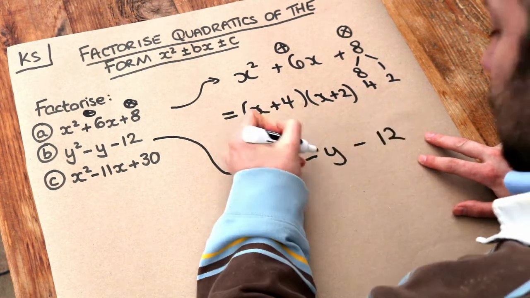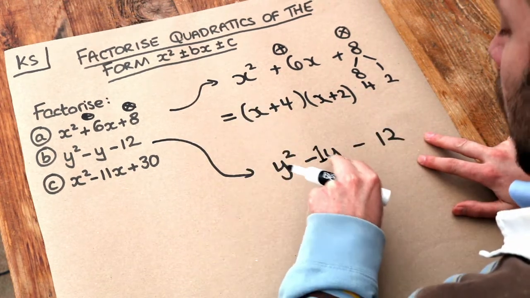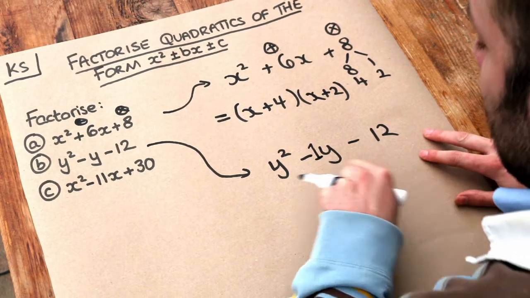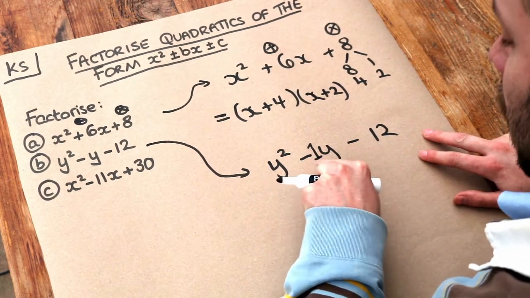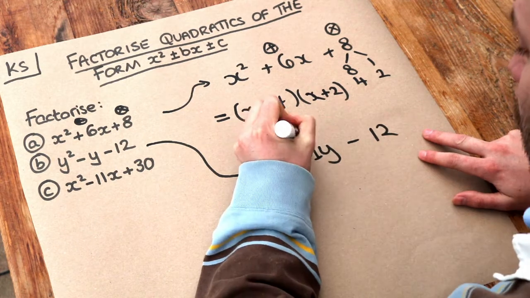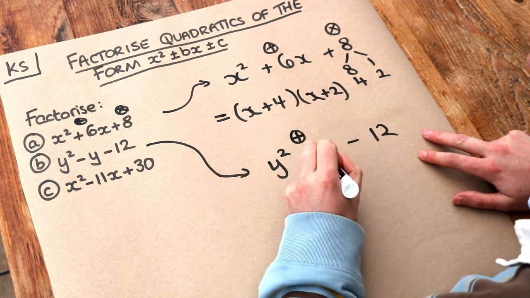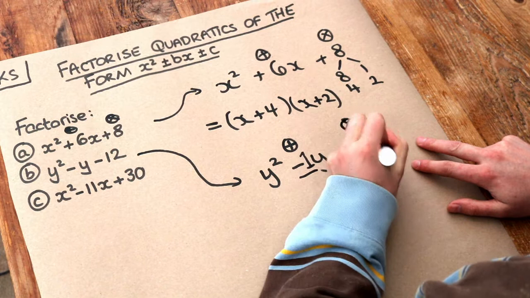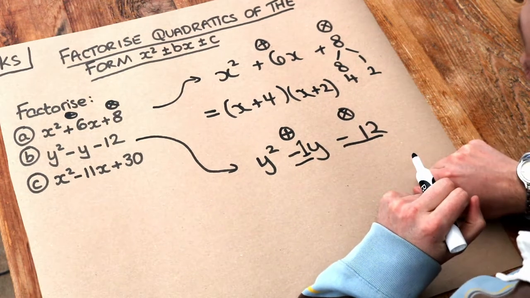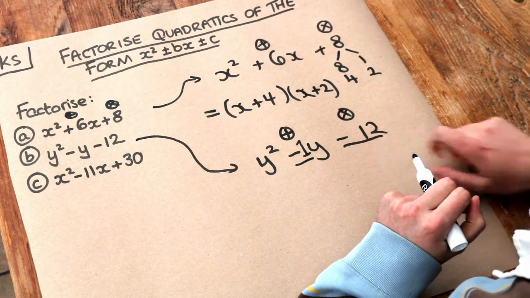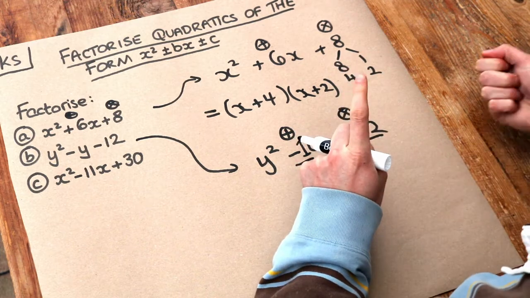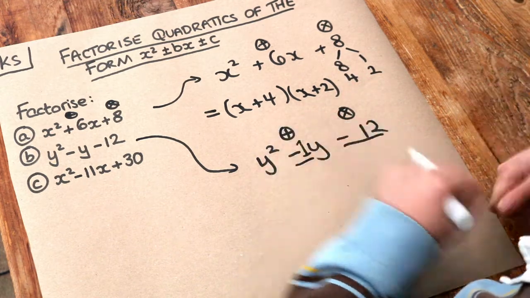Now, for convenience, I'm going to put a 1 here, because minus 1y is the same as minus y. And now we've more clearly got a number in front of this y. So we need two numbers which add to give negative 1 and multiply to give negative 12. Now, if two numbers multiply to give a negative number, one of them must be positive and one must be negative, because positive times negative is negative.